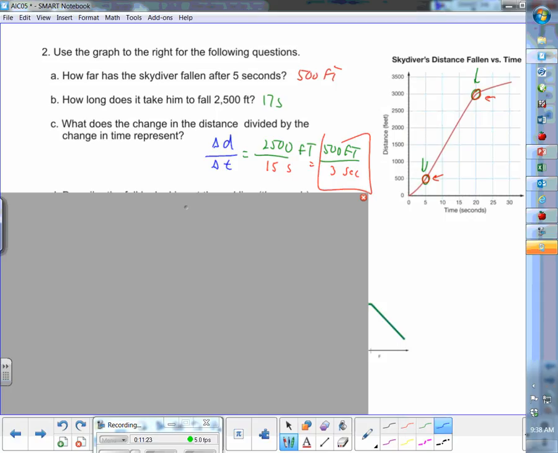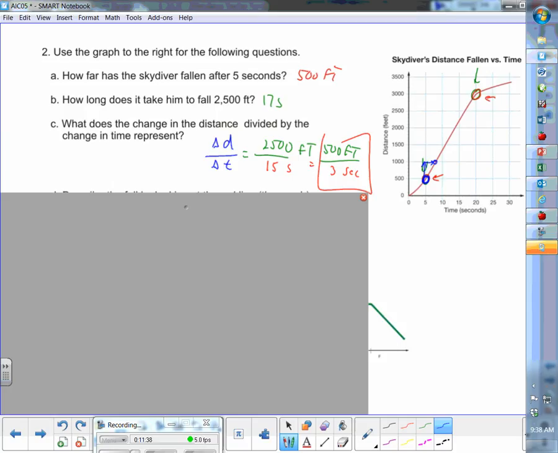So watch now. Don't do this on your picture. Just watch. I'm going to start here. You see where I'm at right now, guys? I'm going to go up 500 feet. How much time was that? 3 more seconds. We went from 5 to 8.